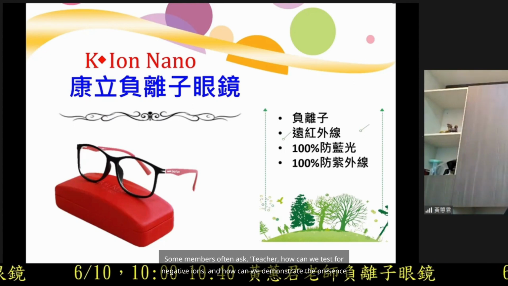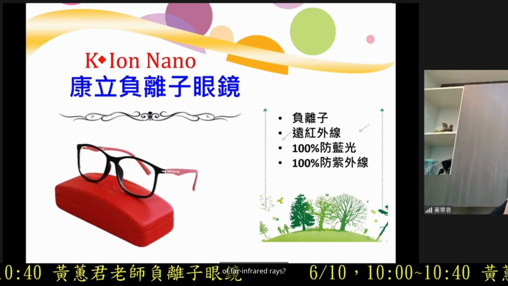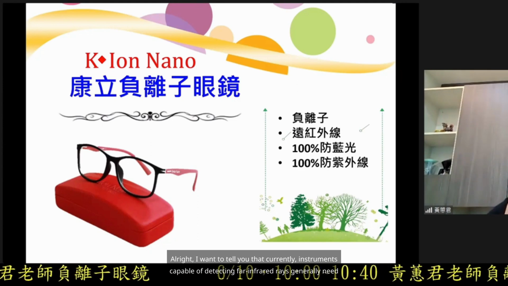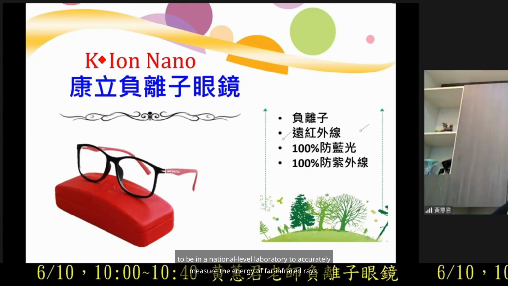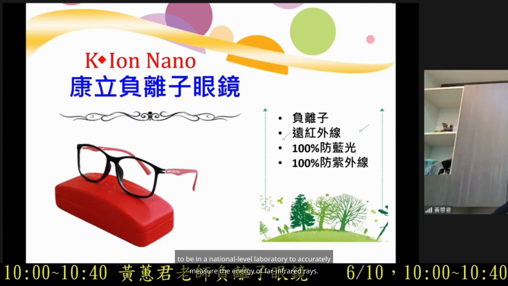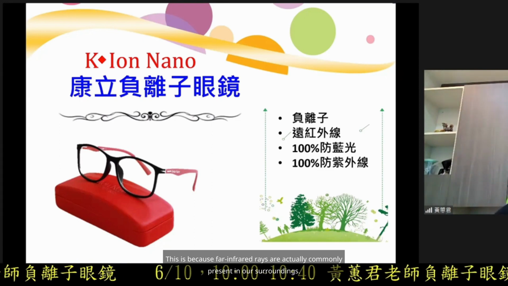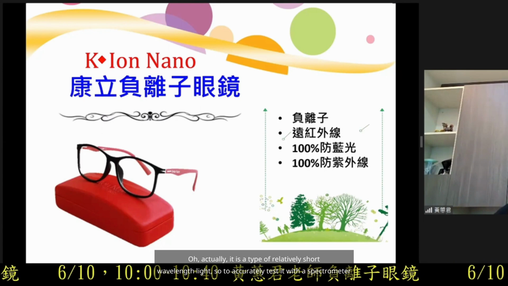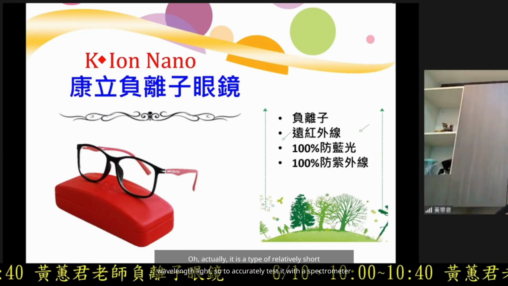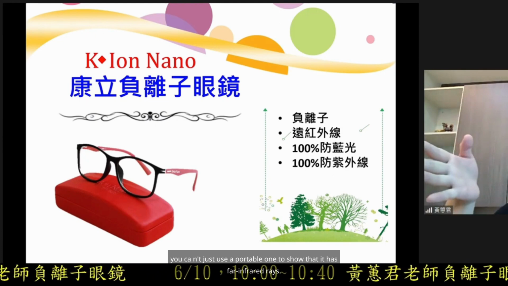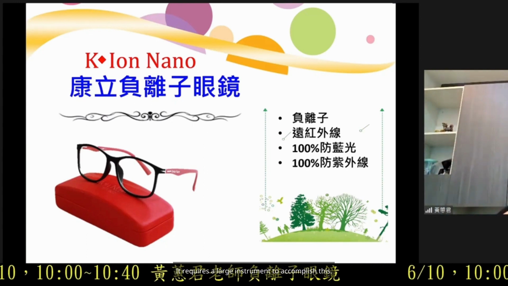Some members often ask, Teacher, how can we test for negative ions and how can we demonstrate the presence of far infrared rays? I want to tell you that currently, instruments capable of detecting far infrared rays generally need to be in a national level laboratory to accurately measure the energy of far infrared rays. This is because far infrared rays are actually commonly present in our surroundings. It is a type of relatively short wavelength light. So, to accurately test it with a spectrometer, you can't just use a portable one to show that it has far infrared rays. It requires a large instrument to accomplish this.